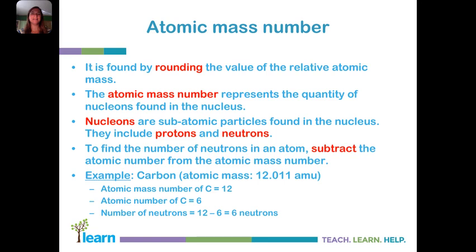The atomic mass being 12.011 AMU, we would round it to 12. The atomic number of carbon being 6, we need to do 12 minus 6 in order to find 6 neutrons in the carbon atom.